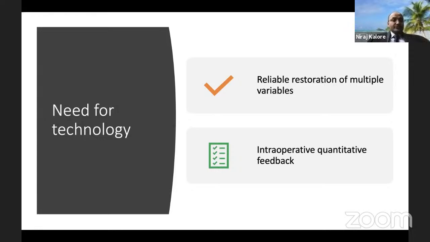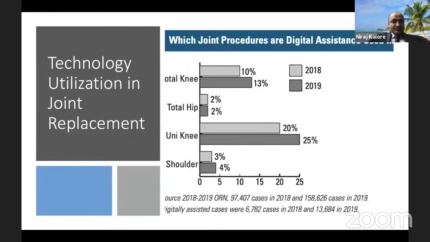Even though this is so, technology is not so widely used in hip replacement compared to knee replacement. And this graph shows that. This is from the 2020 issue of the Orthopaedic Research Network. What it says is, from this sample of joint replacements, about 10 to 13% of total knee replacements use some kind of digital assistance during surgery, whereas for hip replacement, the number was only 2%. And there was no difference year to year between 2018 to 19. So technology hasn't really gotten as much traction in hip replacement as it has in knee replacements.